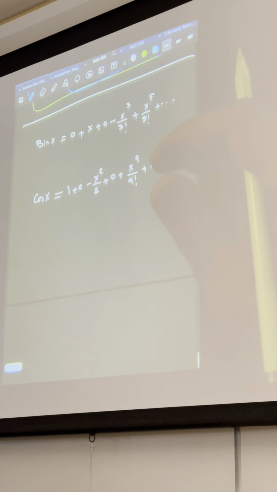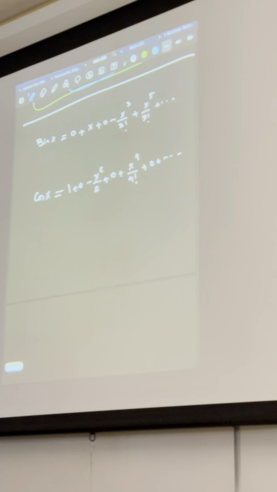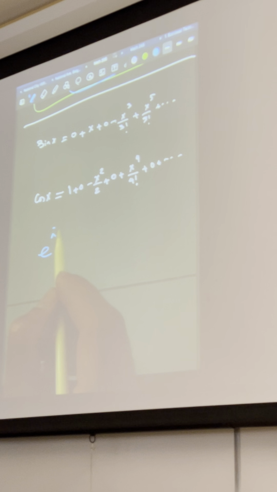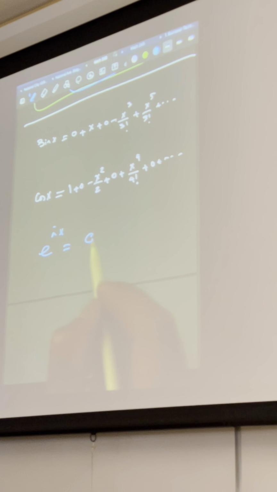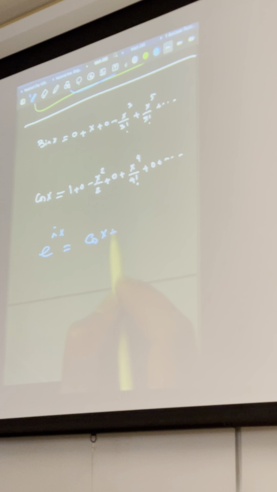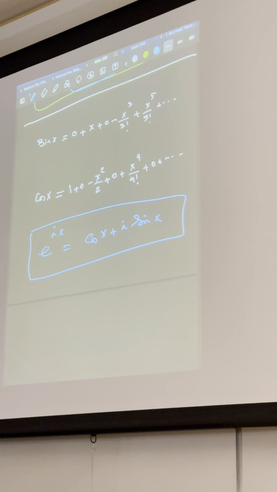Euler's formula is the following. You say that e to the power of ix is cosine of x plus i sine of x. And that's Euler's formula. And we're going to use that today in order to solve our differential equations.